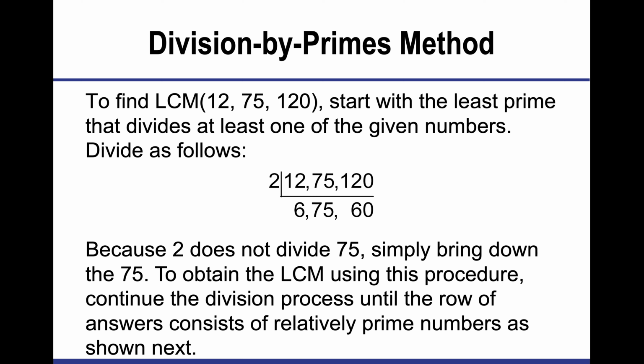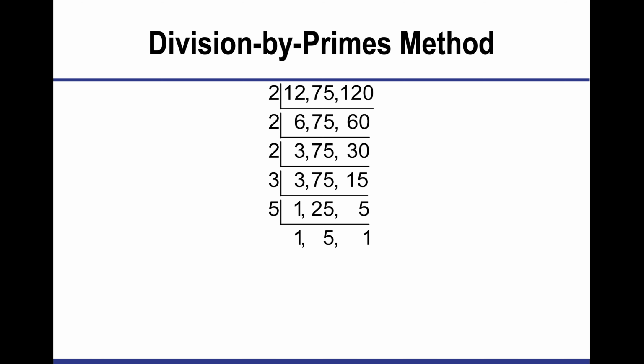And to obtain the least common multiple with this, I would continue until the row of answers is relatively prime as the one above. So I would keep carrying down. So 6 divided by 2 is 3. 2 doesn't go into 75, so it's still coming down. 2 goes into 60, 30. 2 goes into 3, doesn't work. 2 goes into 75, doesn't work. 2 goes into 30, 15.